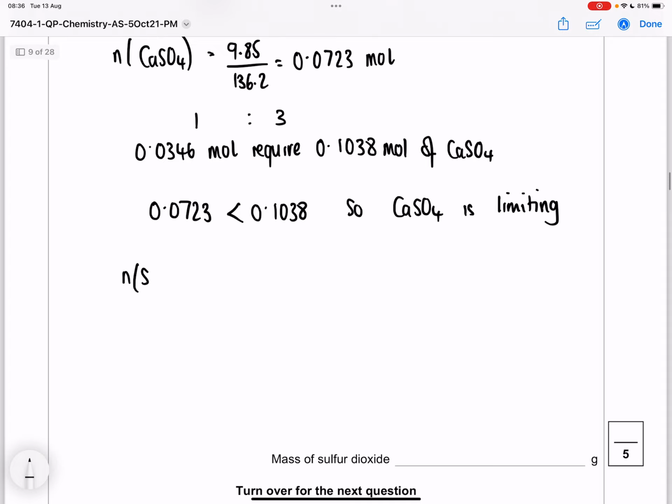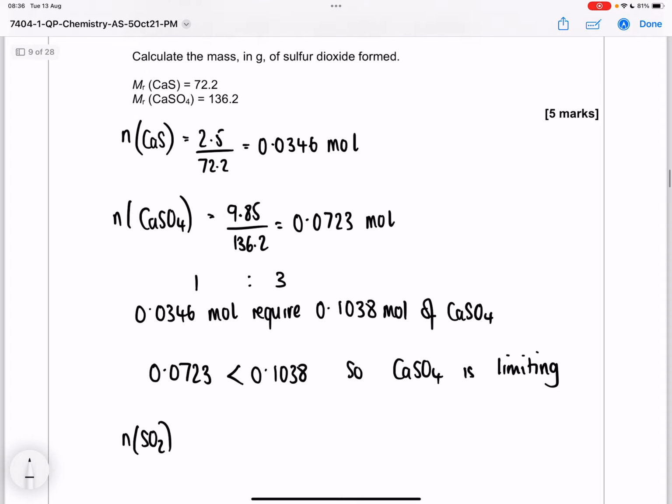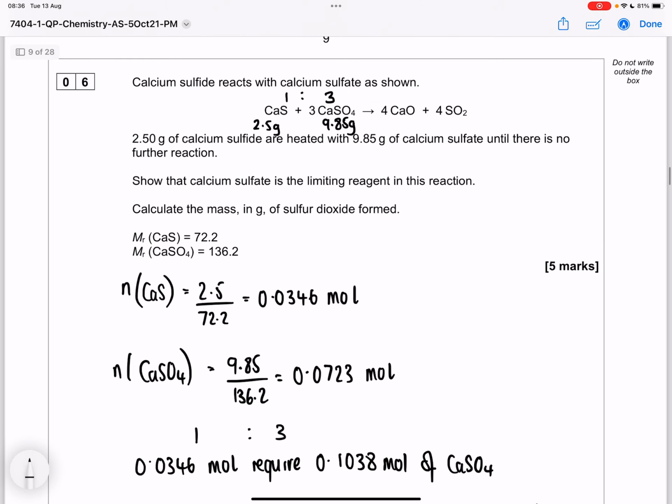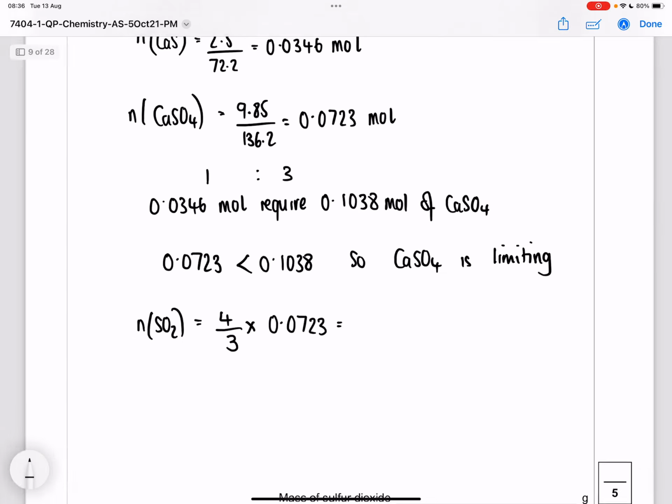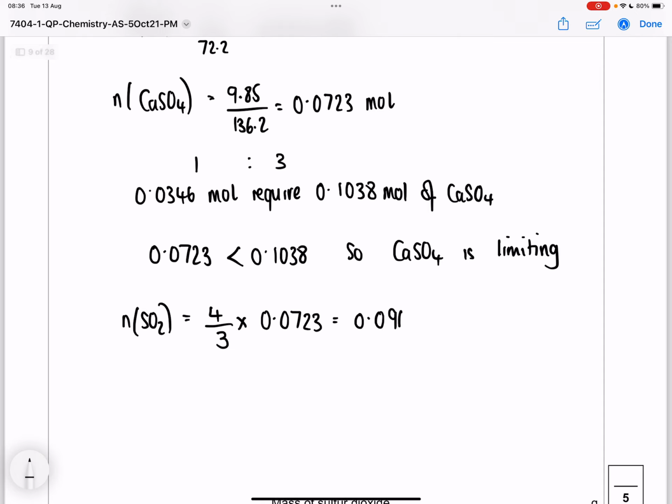Now that we know that one's the limiting one, we're going to use it to calculate the moles of sulfur dioxide. So we're going to go back, and the ratio between those two is 3 to 4. So we want to do 4 over 3. So we're going to divide our number by 3 and times by 4. I'm going to times it by the moles of calcium sulfate, the limiting reagent. And we get 0.0964 moles.